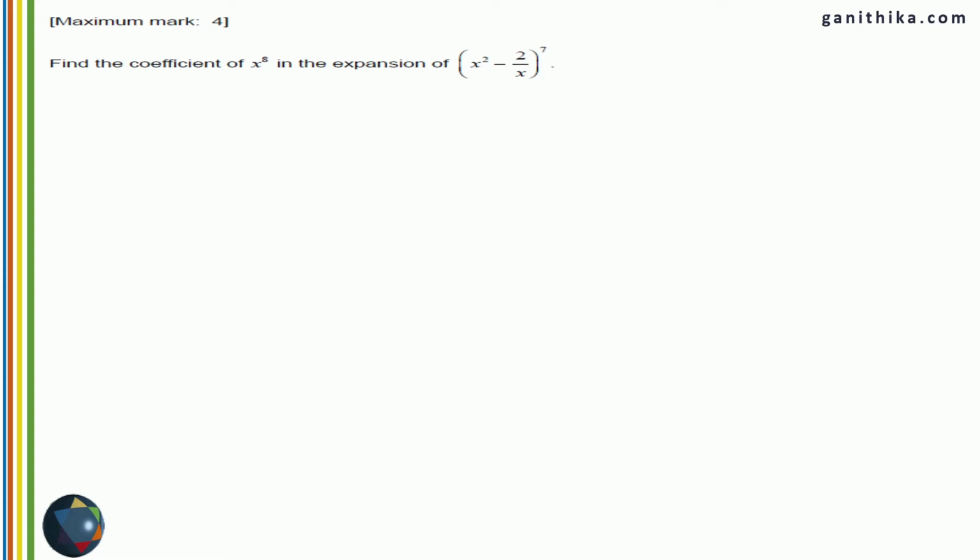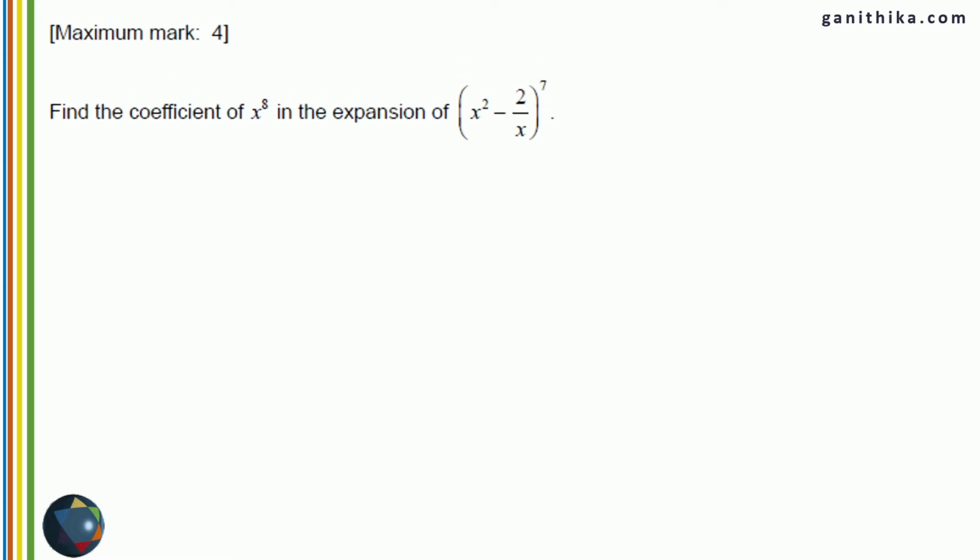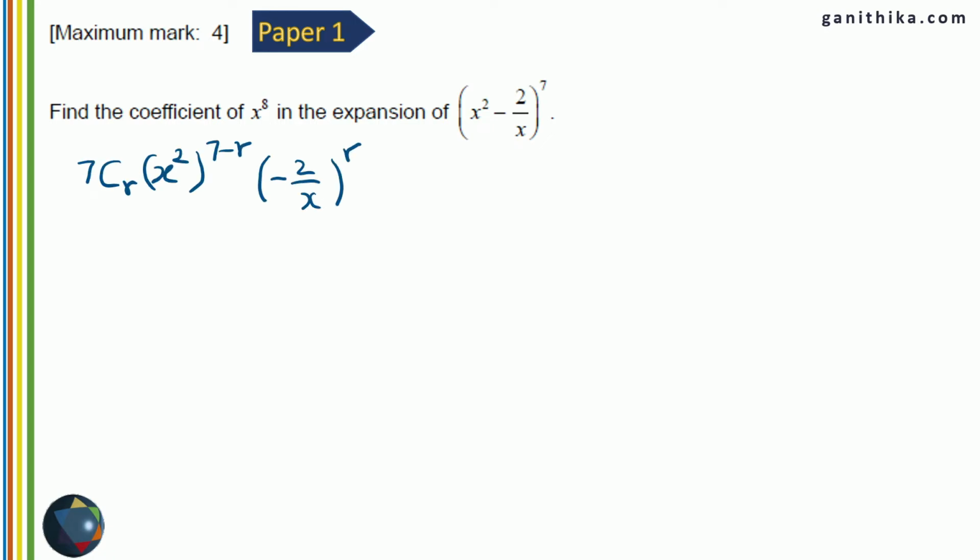The first question is for 4 marks and it is a paper 1 question for higher level. The same question can be done by standard level students with paper 2. So you might be able to use your calculator to do this question, while higher level students cannot use the calculator. So let's proceed with the question. It says find the coefficient of x power 8 in the expansion of. This is what you have to find.